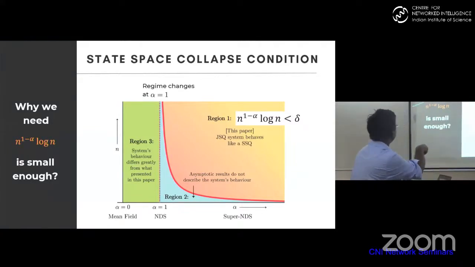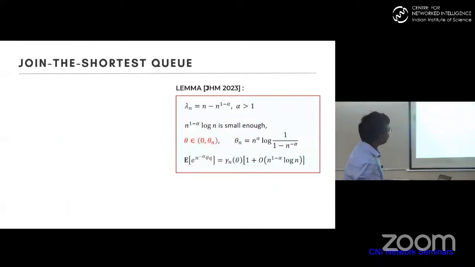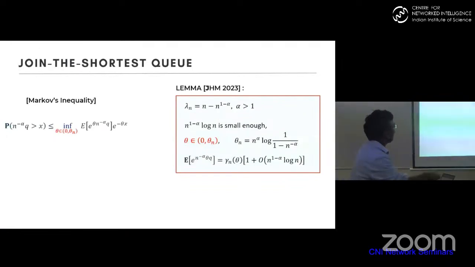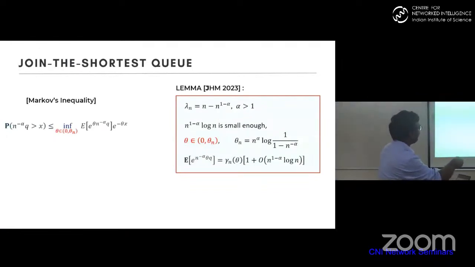And that is where this n^(1-alpha) log n term is formed. So that's the first thing. Let's still remember that theta is in this interval, which is going to show up now. So far, what did we get? We got a bound on the MGF of this cube.